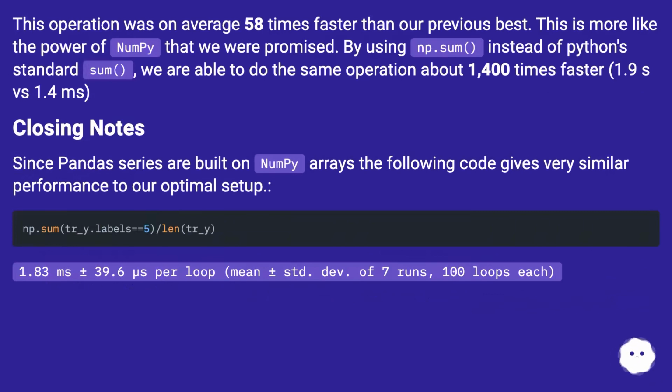This is more like the power of Numpy that we were promised. By using np.sum instead of Python's standard sum, we are able to do the same operation about 1400 times faster, 1.9 s versus 1.4 milliseconds. Closing notes.